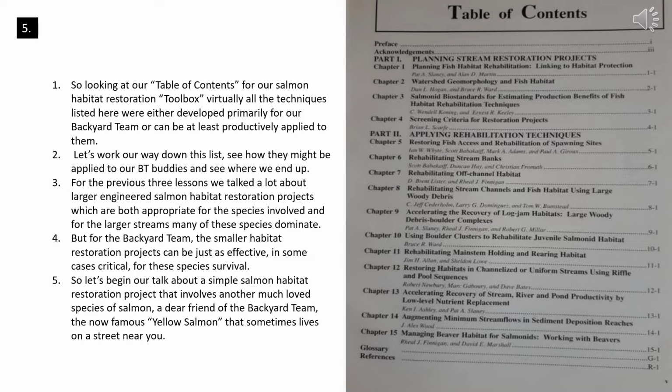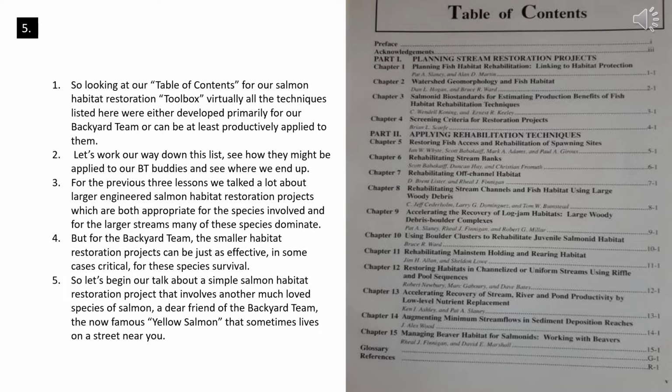So for the previous three lessons, we talked a lot about larger engineered salmon habitat restoration projects, which are both appropriate for the species involved and for the larger streams many of these species dominate. But for the backyard team, the smaller habitat restoration projects can be just as effective, in some cases critical, for these species' survival.